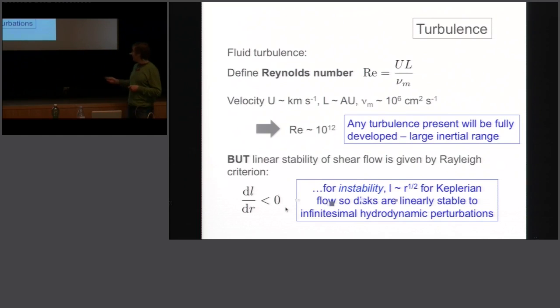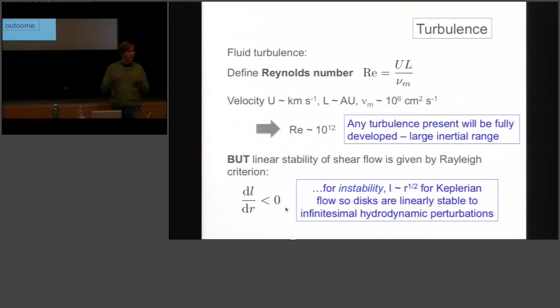Now, as we said yesterday, in a Keplerian disk, the specific angular momentum just goes as the radius to the plus 1/2 power. So Keplerian disks are linearly stable to small hydrodynamic perturbations. If we take an initially completely laminar disk and give it a microscopic, infinitesimal perturbation, those perturbations will exponentially decay with time and won't start growing into turbulence. So the simplest mechanism, linear hydrodynamic instability, does not operate in disks to generate turbulence.